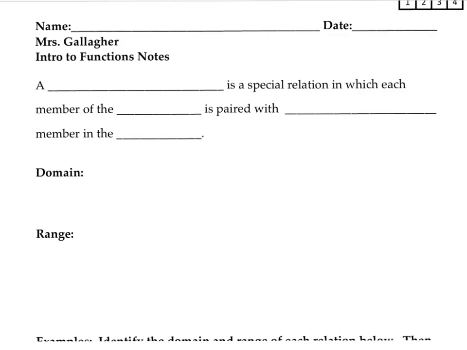So, a function is a special relation, and a relation is a coordinate, your x and your y value, in which each member of the domain is paired with exactly one member in the range. So now what's a domain?